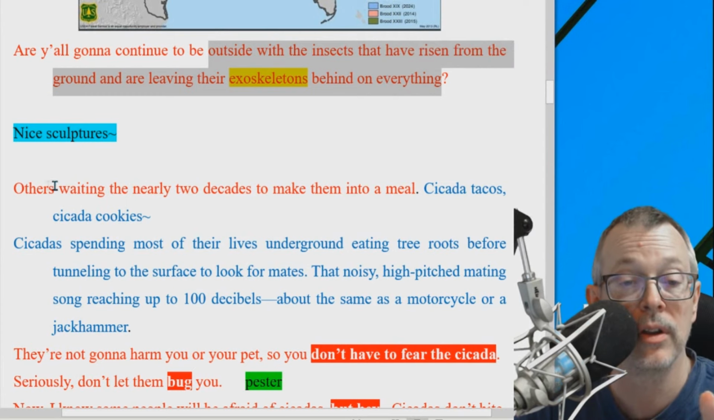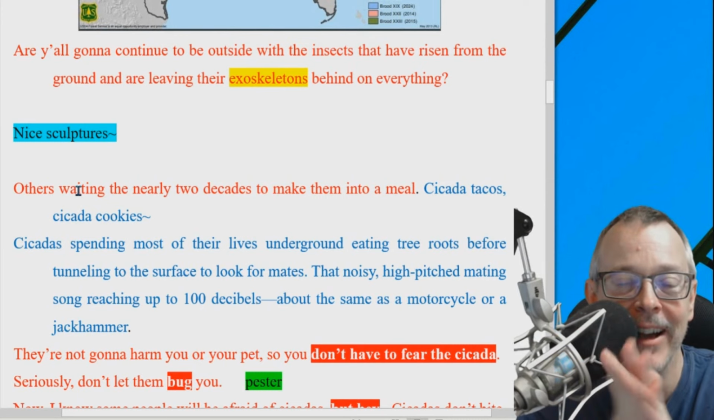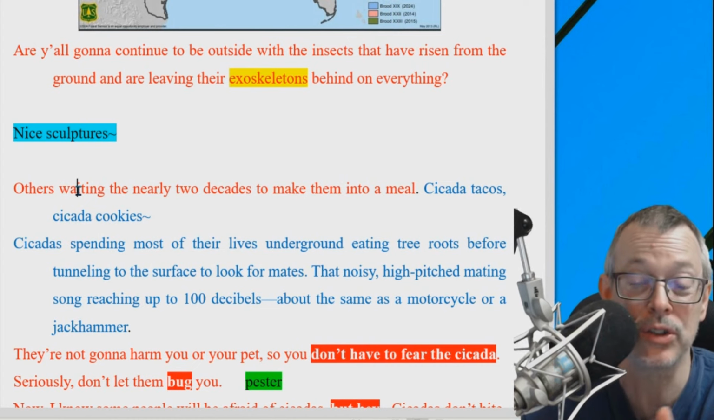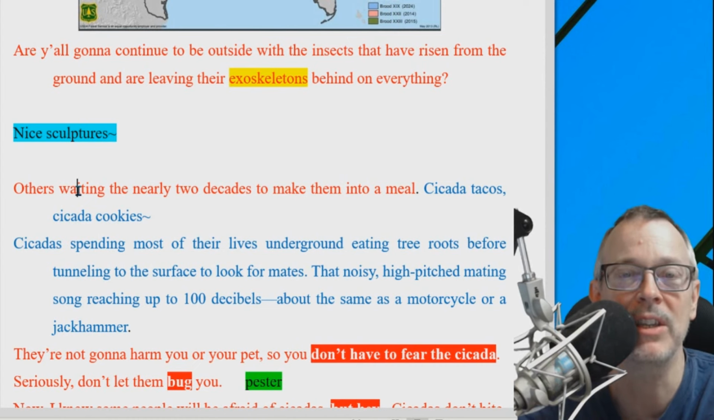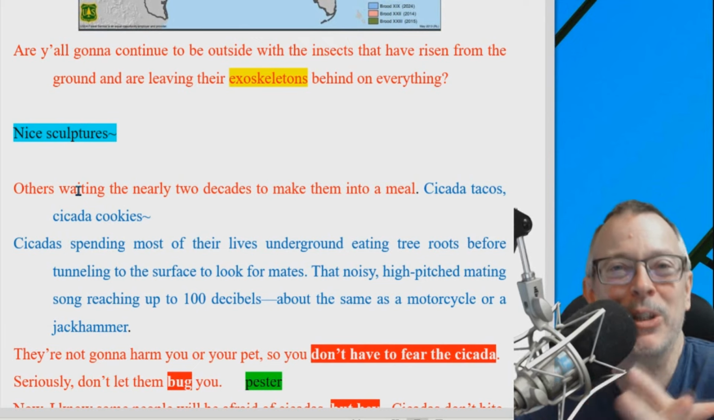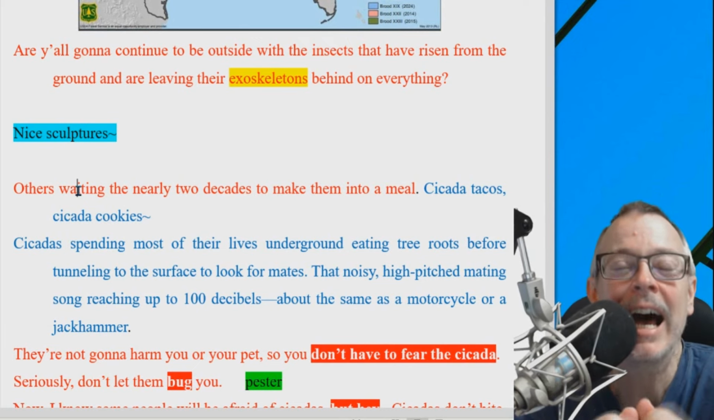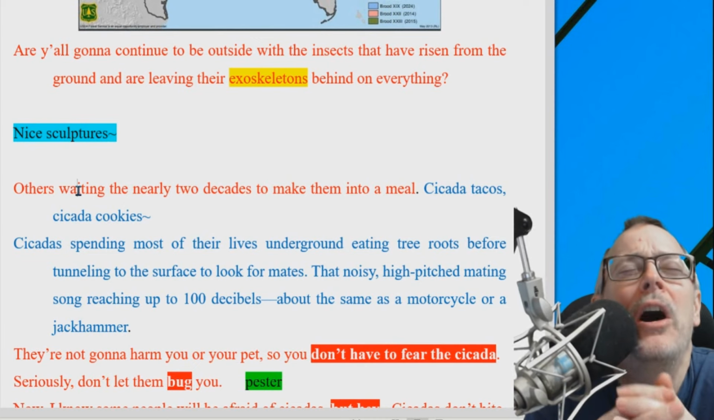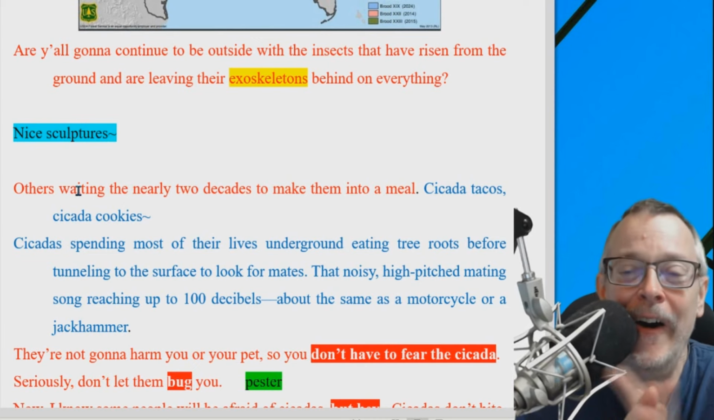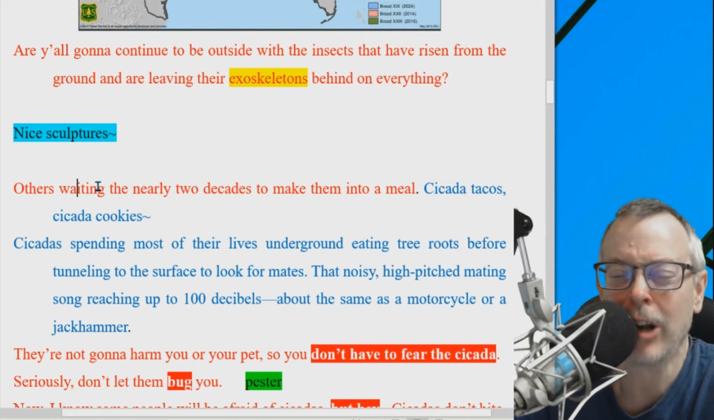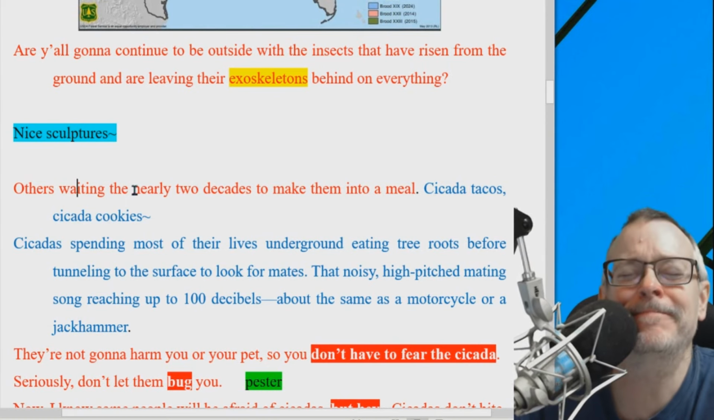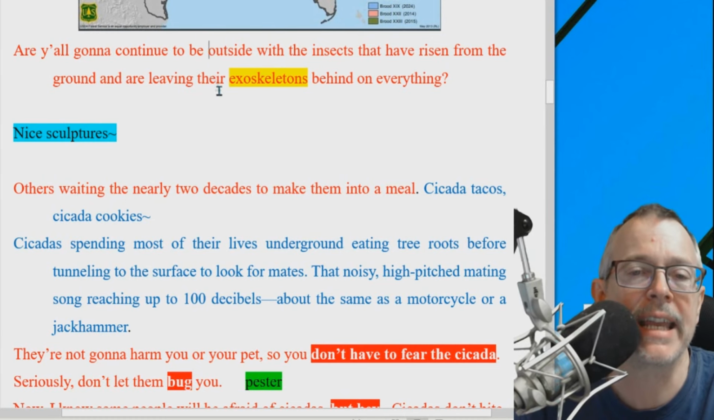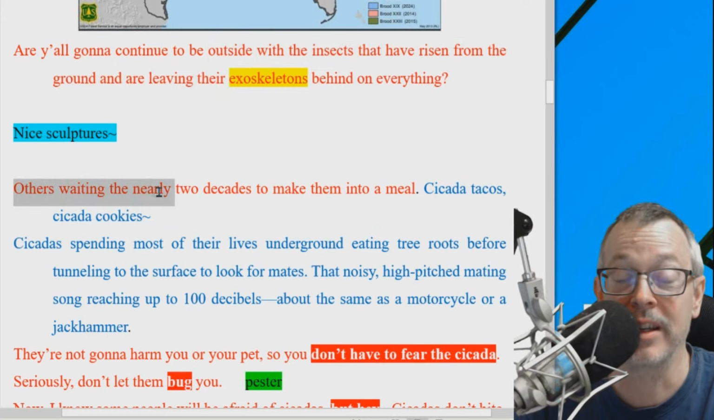Other people are waiting, the nearly two decades, almost 20 years, 17 years, to make them into a meal. Oh, it's 2021. I'm so hungry. I've been waiting for the 17-year cicada. Ooh, yeah. Oh, cicada tacos. Cicada cookies. Yum. Which one are you? Are you going to stay inside, or are you getting hungry?